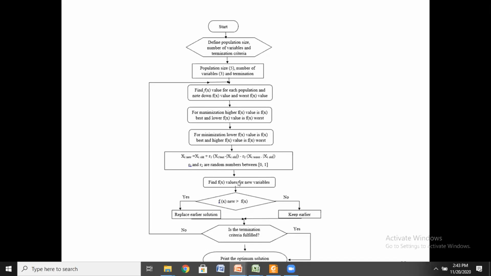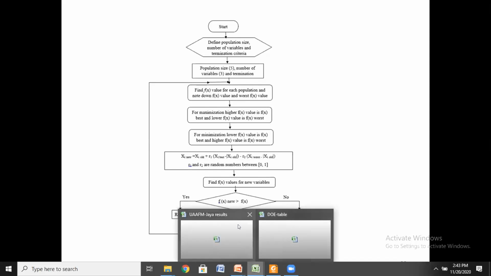It means that once you run one generation, one iteration, whatever the new solution is, if the new is better, you will take the new. Or if the old one is better, you will take the old one and keep proceeding like that. Then, is the termination criteria fulfilled? If no, you go to the loop again, and if yes, you print the optimum solution.